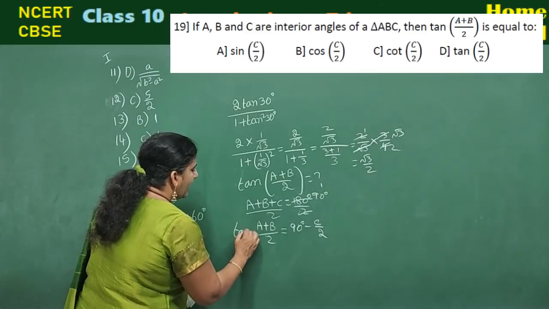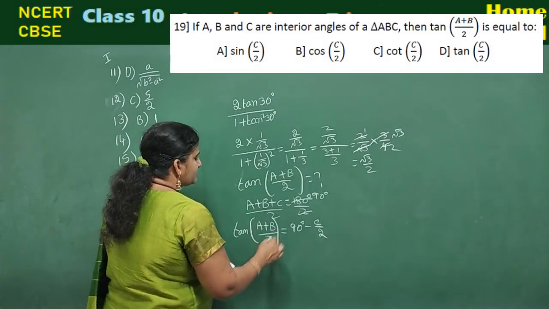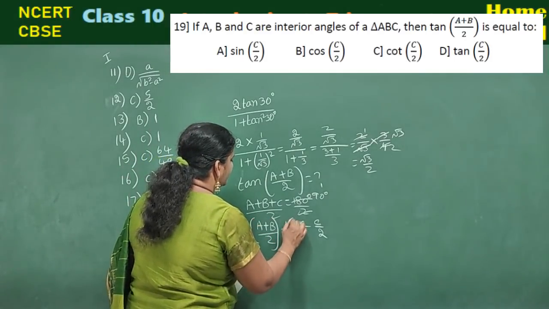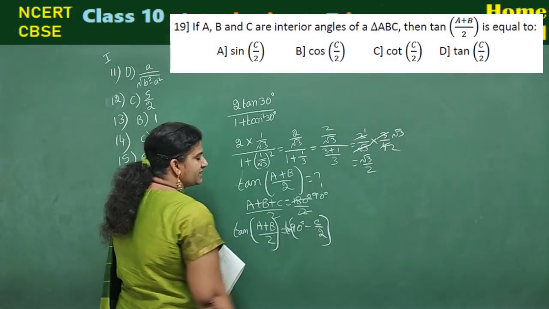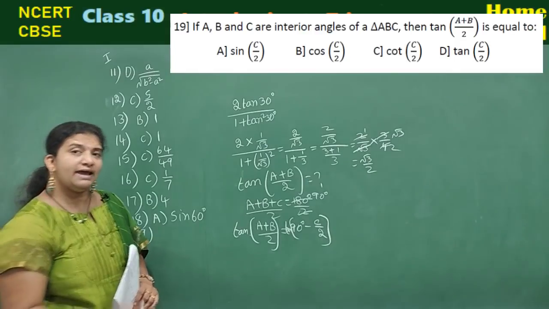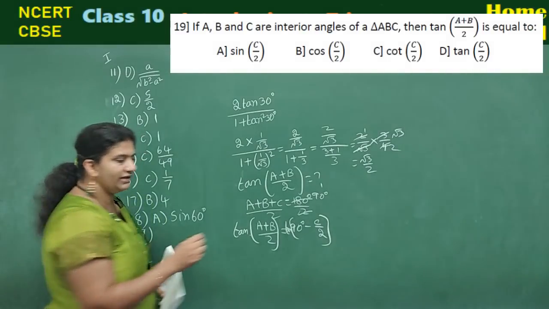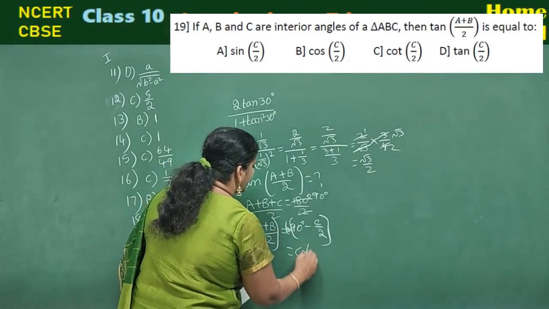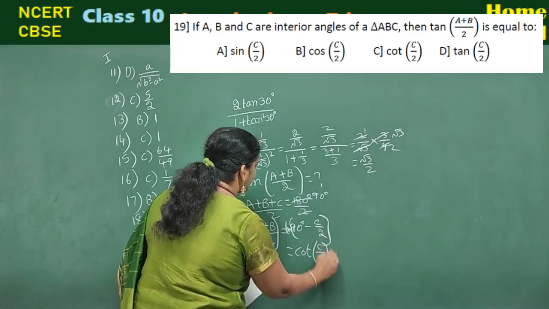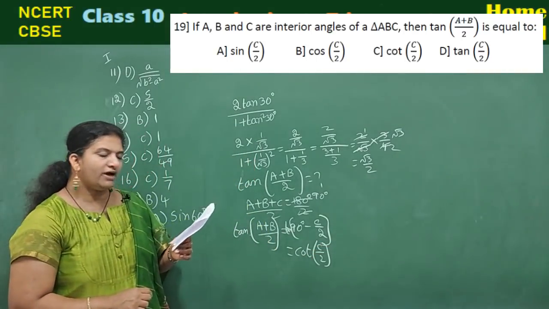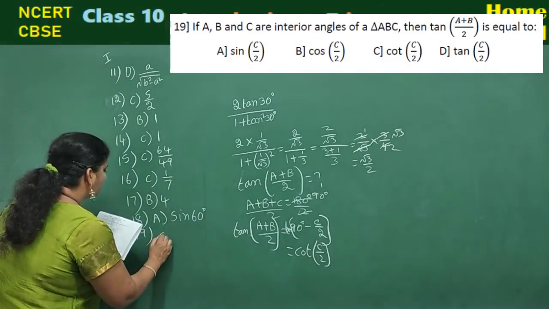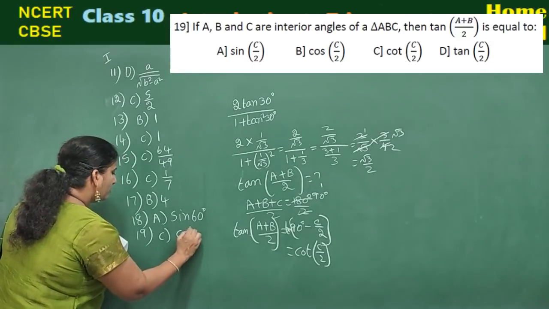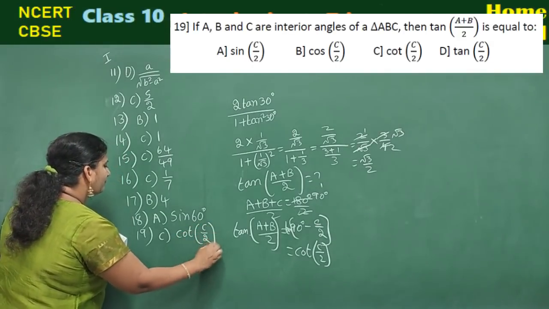Now take tan on both sides. Tan of A plus B by 2 is equal to tan of 90 degrees minus C by 2. What is tan of 90 minus theta? Cot theta. So this I can write as cot C by 2. Check the options. Do you have cot C by 2? Yes, that is your right answer. Option C, cot C by 2.